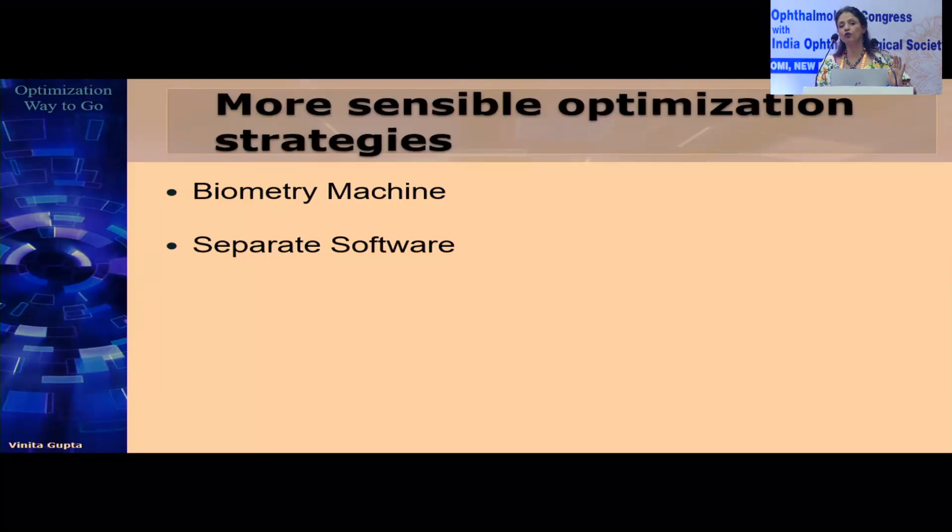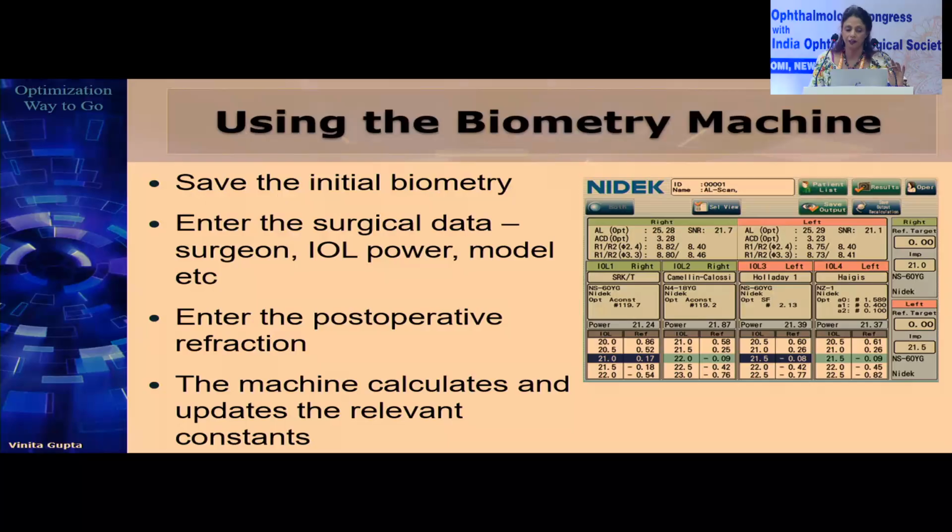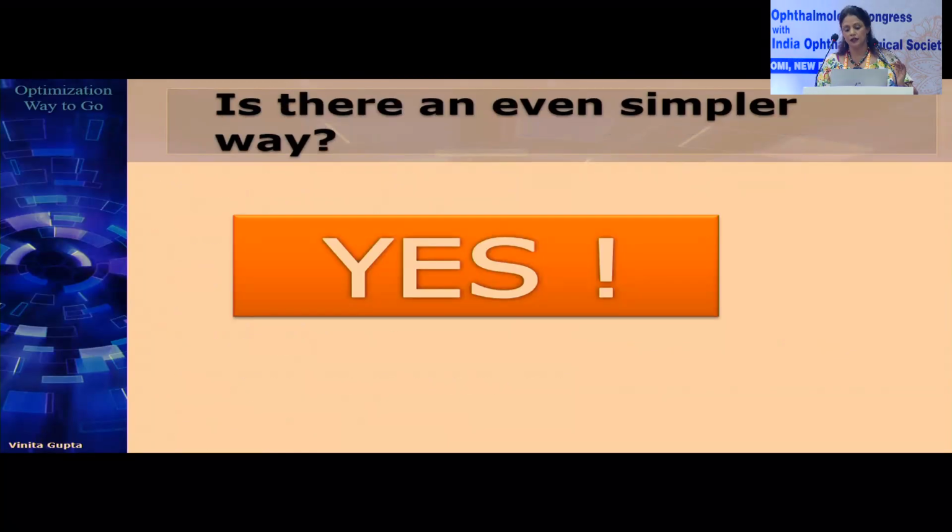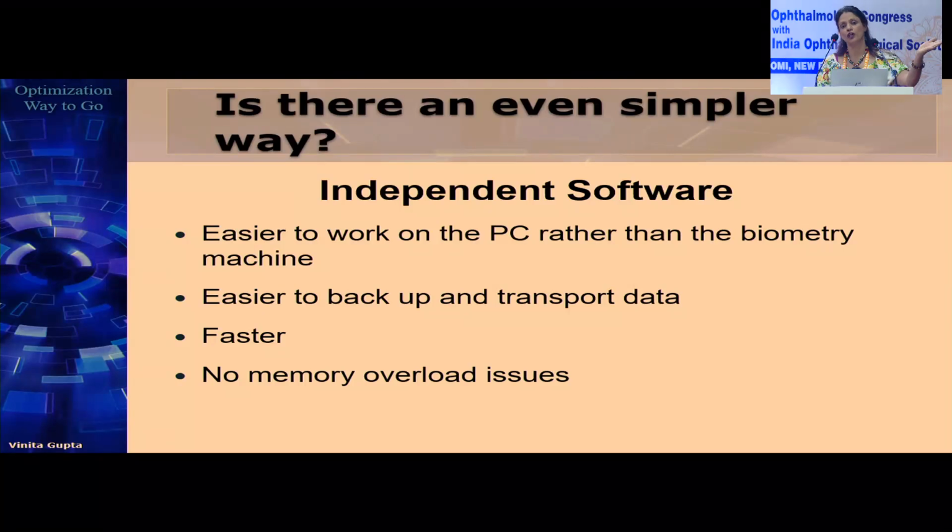So more sensible would be to use a biometry machine to do this optimization for you, or use separate software. Using the biometry machine, you enter the post-operative refraction in your biometry machine, and the machine will calculate and update the relevant A constants for you. Or a simpler method is using software on your computer, which can be done at any point, sitting anywhere, on your desktop, on your laptop, or even on your mobile now, with the updated software in it.